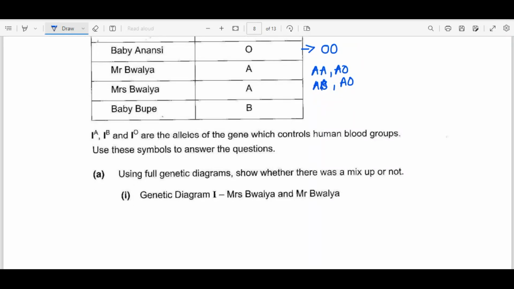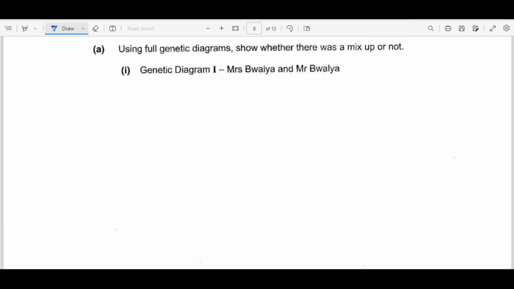Now let's have a look at the questions that were asked. So we have been given these multiple alleles of the gene which control human blood groups. Use these symbols to answer the questions. Using full genetic diagram, show whether there was a mix-up or not. So genetic diagram is for Mrs. Walia and Mr. Walia. So let's begin. So begin with the parental phenotype.